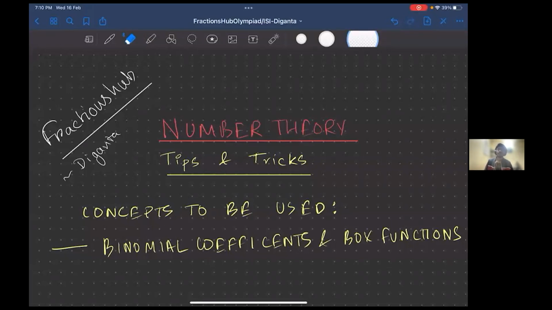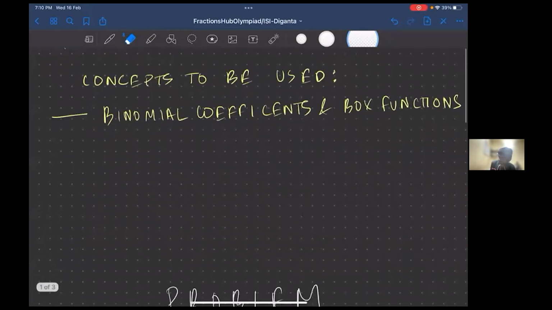We'll be doing a pretty popular problem today, and we'll be using some basic tricks from number theory in order to solve this. But this is a good problem per se, since it introduces binomial coefficients and floor functions pretty well. And this is asked in the objective exam sometimes, right? So let's go ahead.